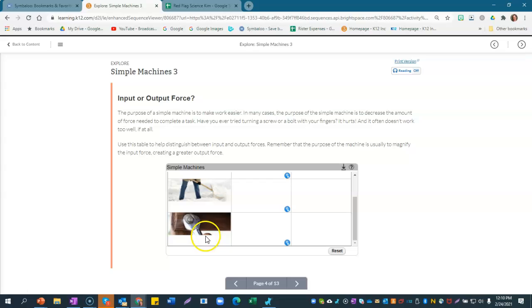Okay, here you've got a person with a wrench. You've got the hand on the wrench. That person's hand is doing the input force. The part of the wrench here is the output force to the nuts and bolts.